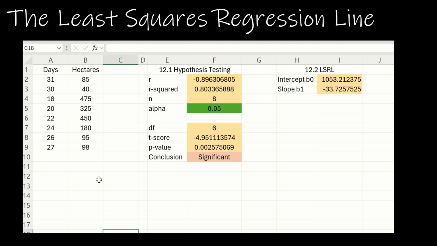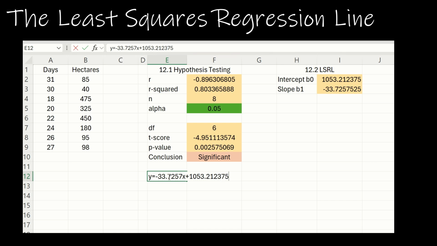So if I switch these, as you can see, nothing changed in the first column. It's still the same correlation. It's still a significant relationship. However, what did change is my least squares regression line. So remember, I could write this as an equation, y equals, and then it would be negative 33.7257x plus 1053.212375. Now, obviously I did a little bit of rounding there.